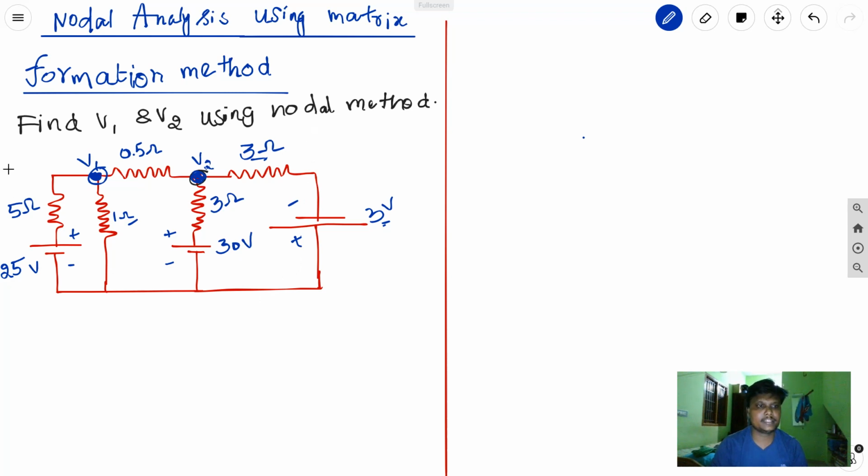For that I have taken the same problem which we already solved in the class by using the conventional approach. Now let's try to understand how we can apply the matrix formation method for the same problem. I'll start with Ohm's law to form the matrix for the nodal. You all know that Ohm's law we can write as V equal to I into R.